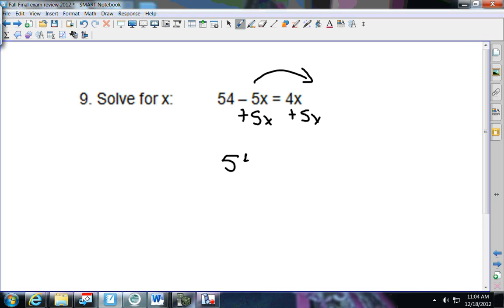54 equals 9x. Divide by 9. X equals 6, or 6 equals x. It means the same thing.